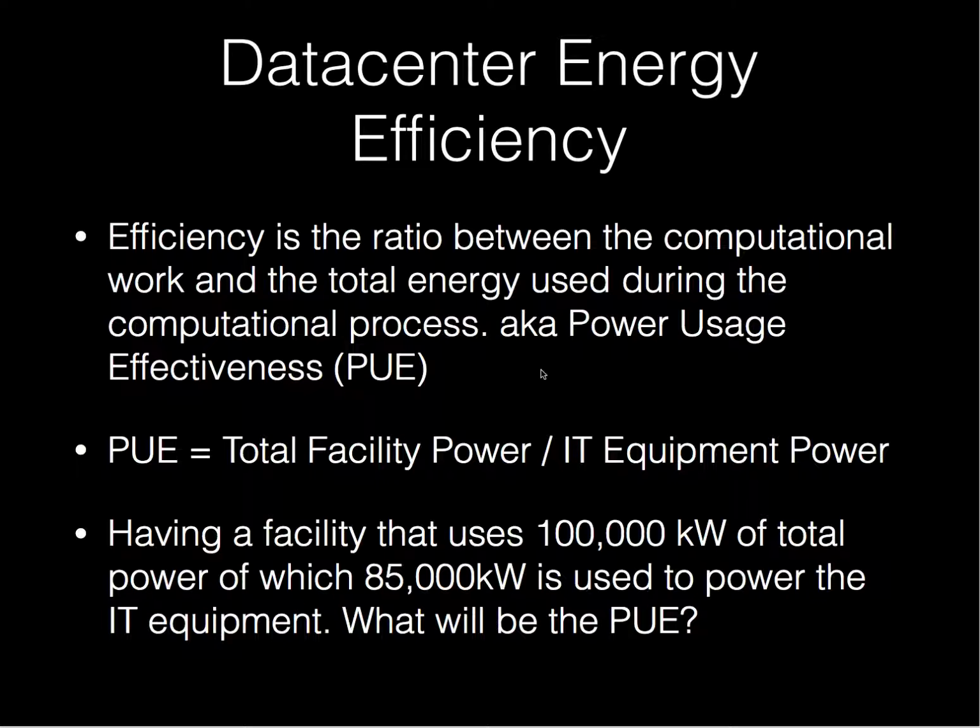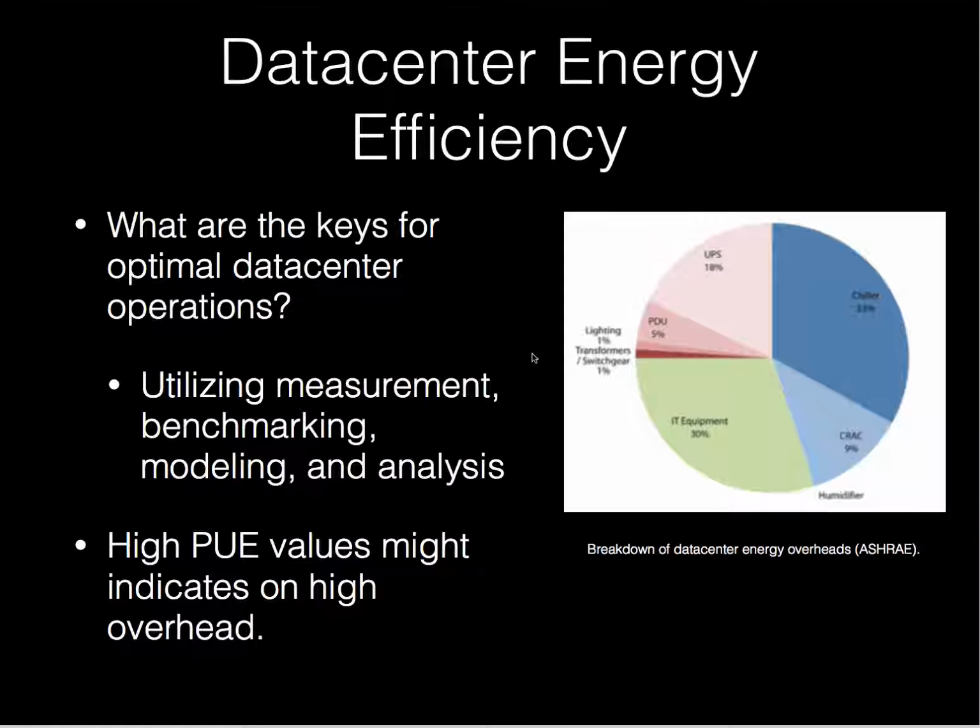Okay? And basically this is the ratio: the total facility power divided by the IT equipment power. Take a facility that uses 100,000 kilowatts of total power, of which 85,000 kilowatts is used to power the IT equipment. This is a pretty simple exercise. If I ask you what the PUE will be, it's basically the ratio between these two numbers.